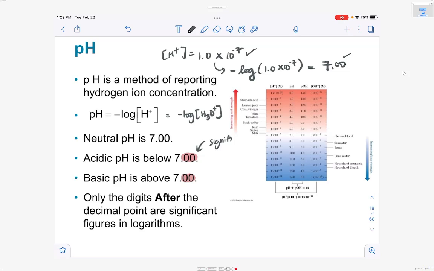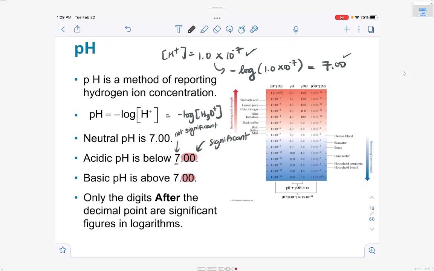Significant, not significant. So the whole number portion does not count when figuring out how many digits to write down.